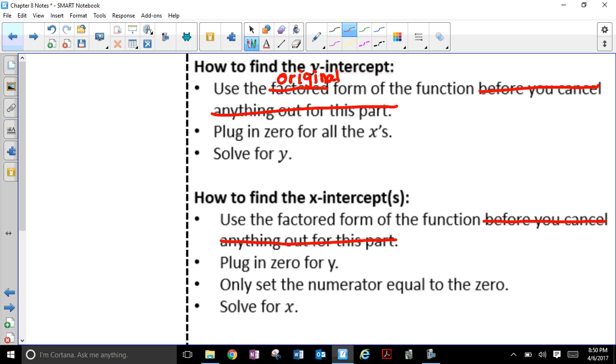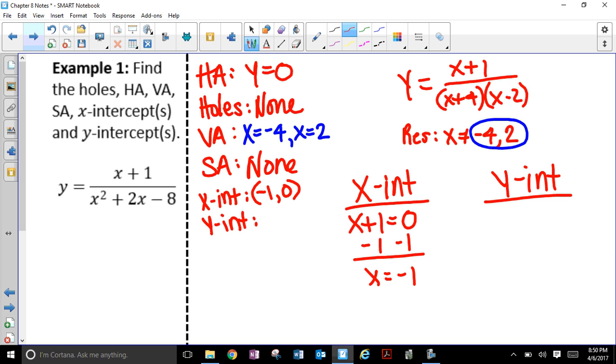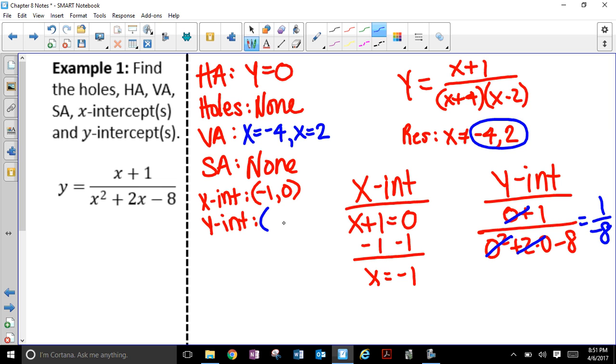Okay, now let's do the y-intercept. The y-intercept, if you use the original form of the function and plug in 0 for all the x's, it'll be easier. Okay, so that means I go back to the original, so I'd have 0 plus 1 all over 0 squared plus 2 times 0 minus 8. Well, these zeros just go away because that doesn't matter. And then you would have 1 over -8. So then as an ordered pair, that's 0, -1/8.